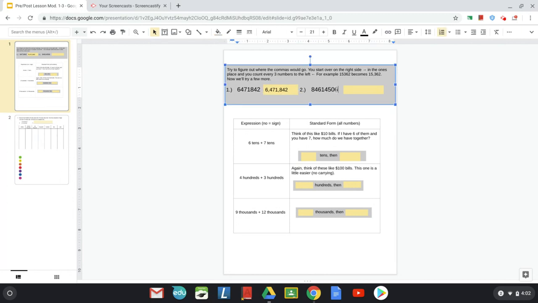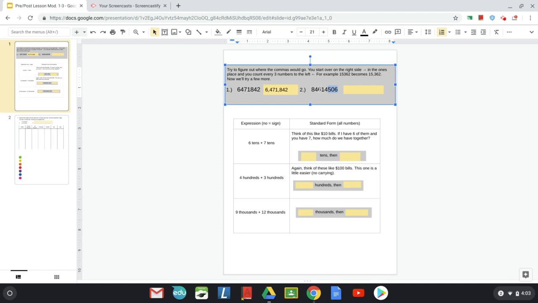And then same thing for my next set of numbers. I have 84614506. Again, I start all the way over here on the right, and I just have to count to three again. There's my group. Oh, I only did two. There's my group of three. 506 is how my number is going to end. So I just have to remember that. That's where that first comma is going to go.